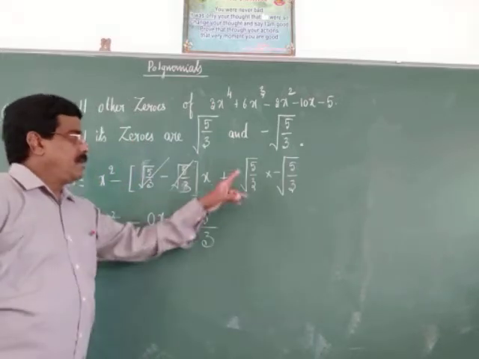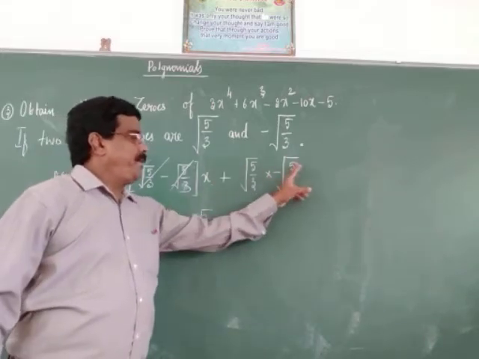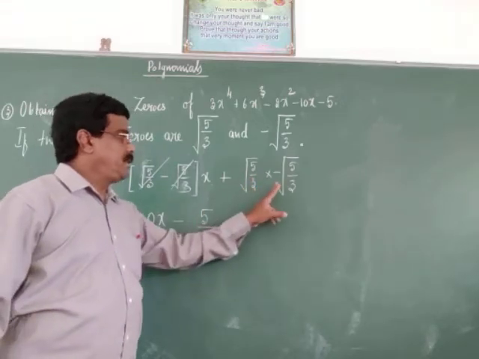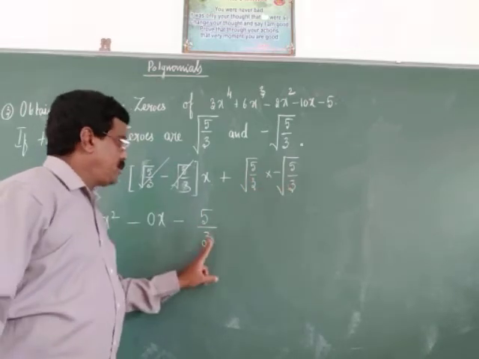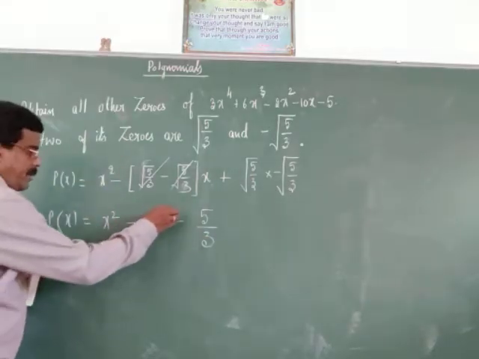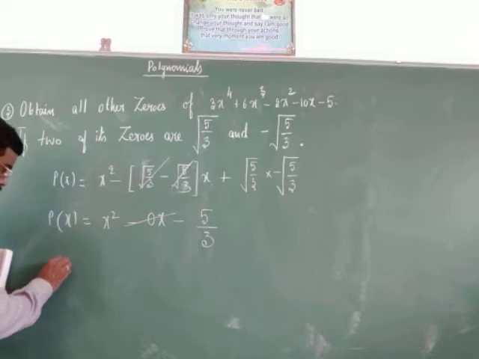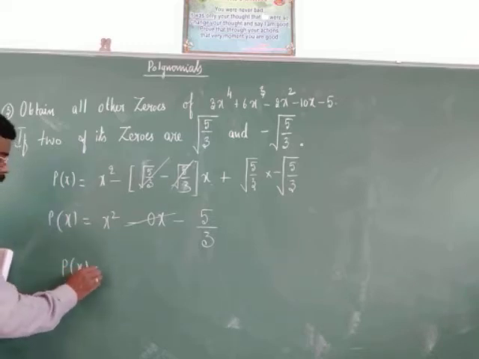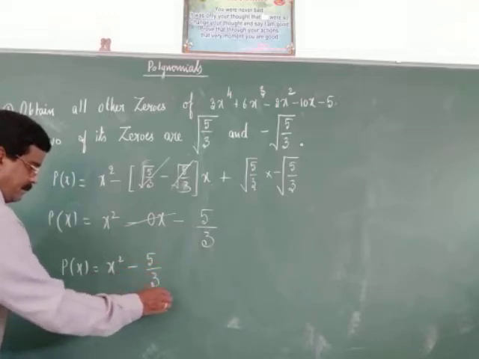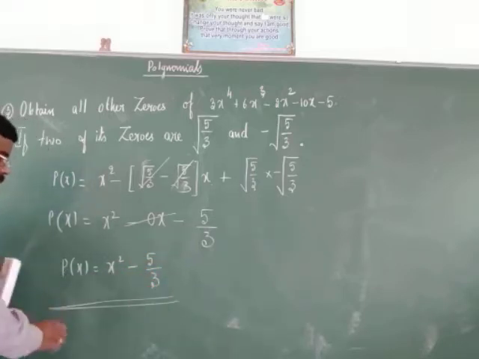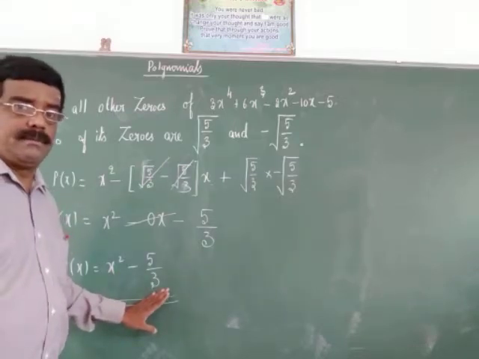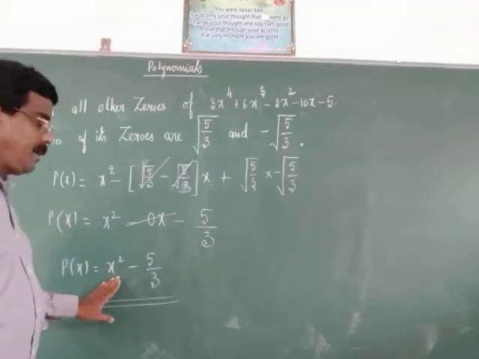Because square root of 5 into 5 means 25. Square root of 25 means 5, you must know that. Similarly, root 3 into root 3 means root 9. Root 9 value is 3. So plus into minus gives minus. Ultimately, the zero terms will not be there. So you can cancel this to get p(x) as x square minus 5 by 3. This is one quadratic polynomial. So one quadratic polynomial we got.